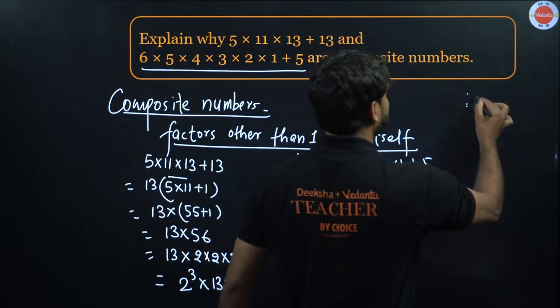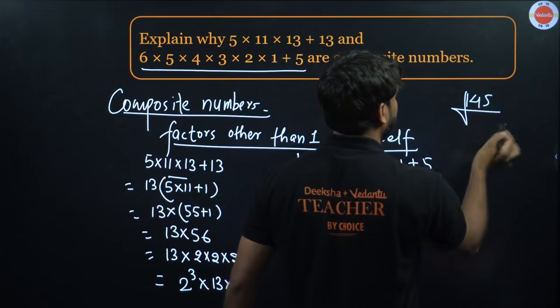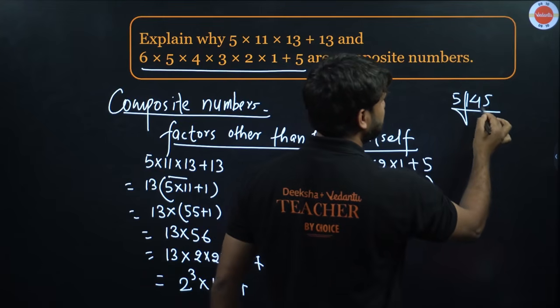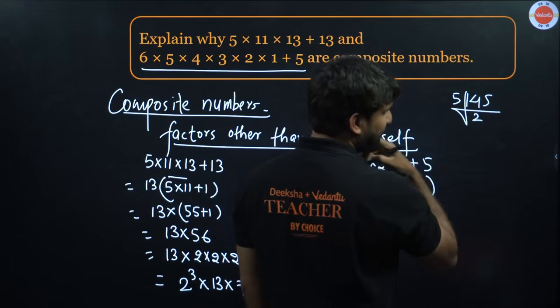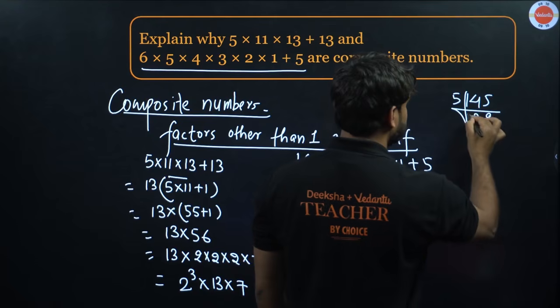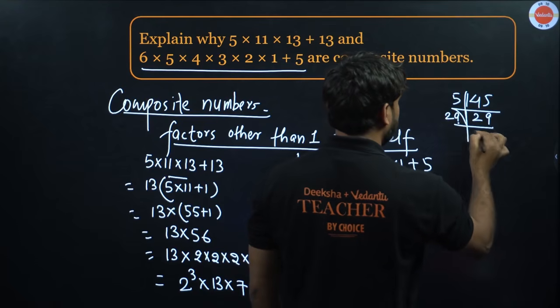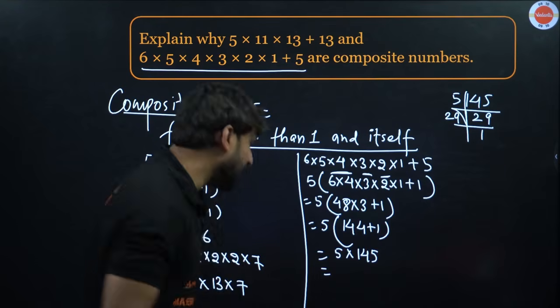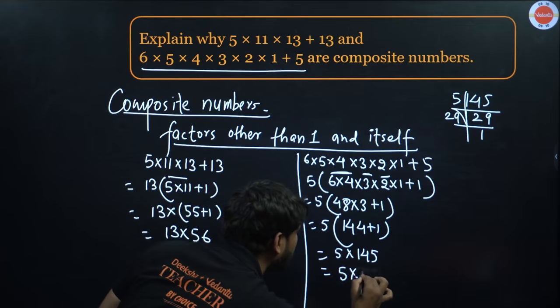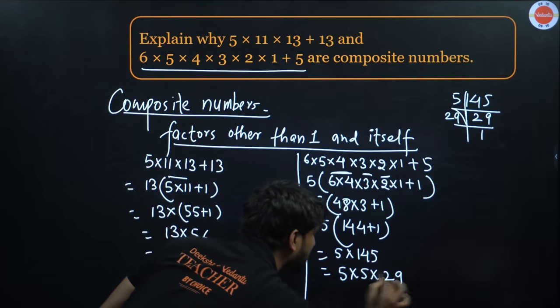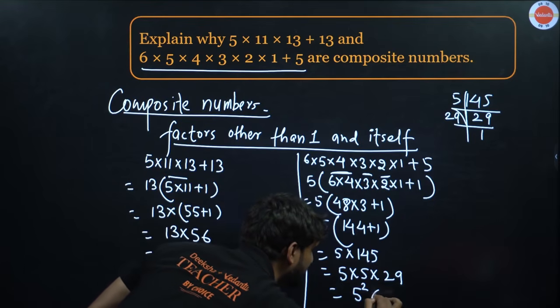145 can be factorized by taking LCM. So let's take LCM 5. 5 2s are 10 and 4 and 5 9s, so directly 29 into 1 will be there. So 5 into 29, it means that 5 square into 29.